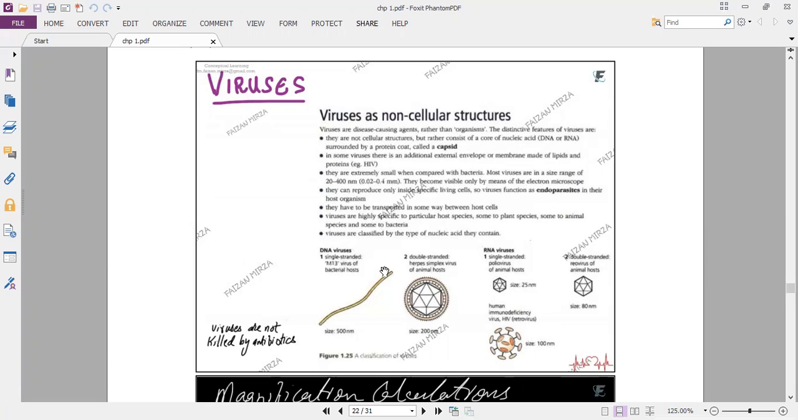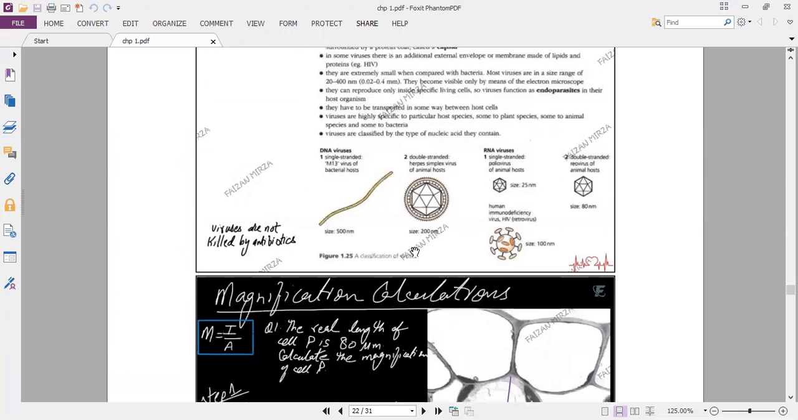The viruses can be classified on the basis of the nucleic acid. They contain DNA viruses and RNA viruses. DNA viruses are of two types: the single-stranded DNA virus or double-stranded DNA virus. RNA viruses are also of two types: RNA single-stranded virus or RNA double-stranded virus. So these are the type classification. Plus, the viruses can be classified on the basis of what type of organisms they cause disease to.